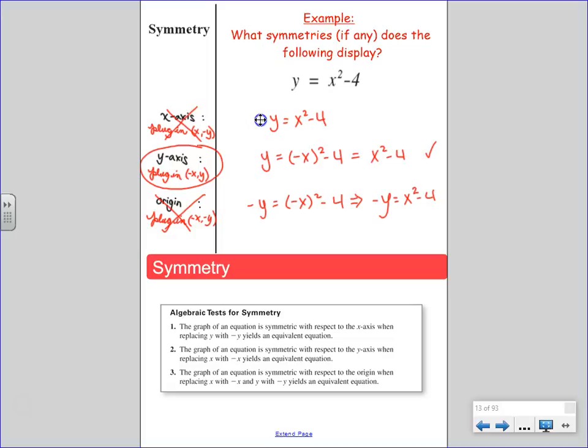Questions? How do we test for symmetry? Plug in those particular points and then test. It will have the symmetry if you can simplify and it remains the same as the original. If it's different, messed up in any way, shape, or form, we're done.